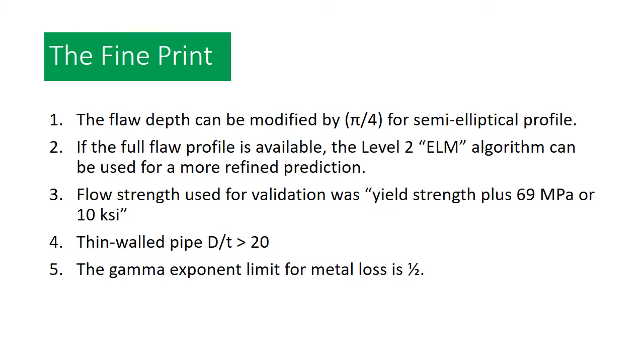My derivation is essentially a flat plate solution, and so because of that, I'm limiting to thin-walled pipe. I've come up with an arbitrary d over t of greater than 20, and that's somewhat arbitrary, but it seems to be working. As I mentioned, the gamma exponent limit for the metal loss calculation is 1/2. Now, that's going to worry a few of you, so I'd like to show you a quick demonstration that's actually, I think, legitimate for my data set anyway.